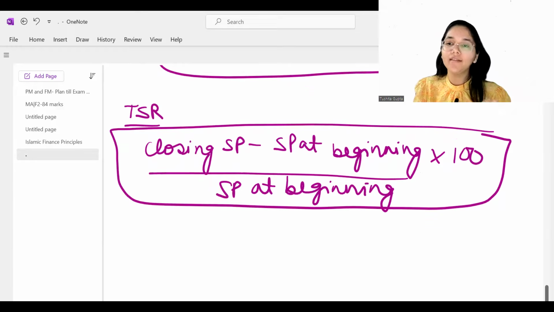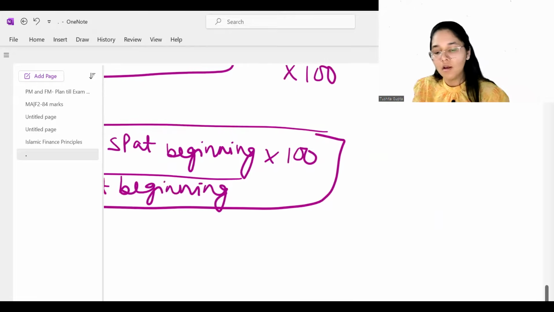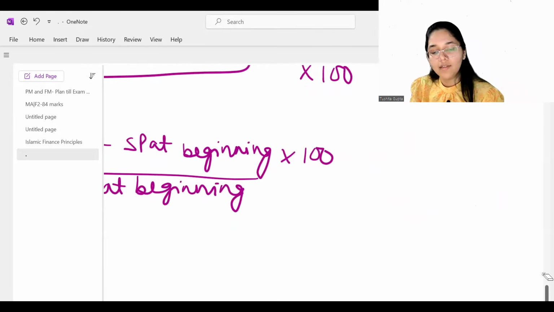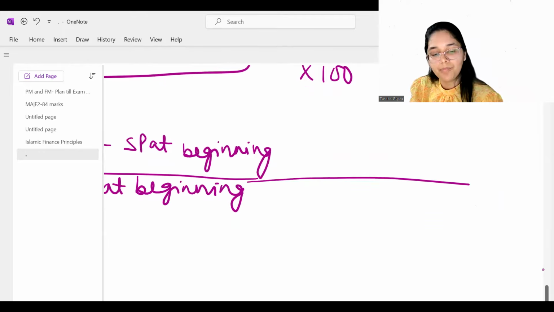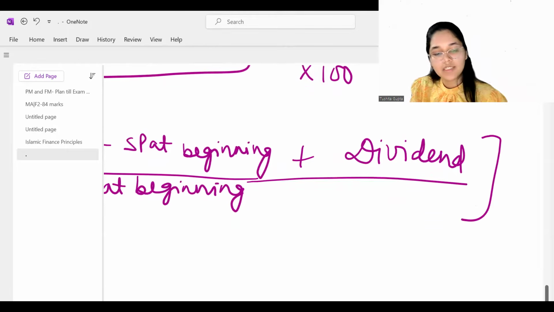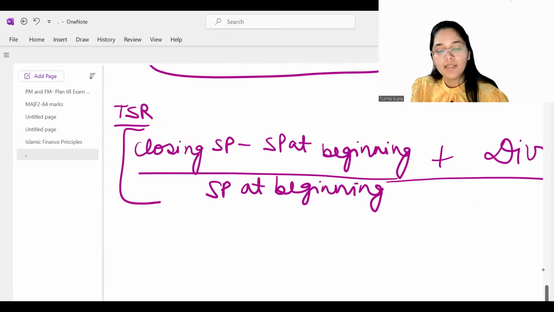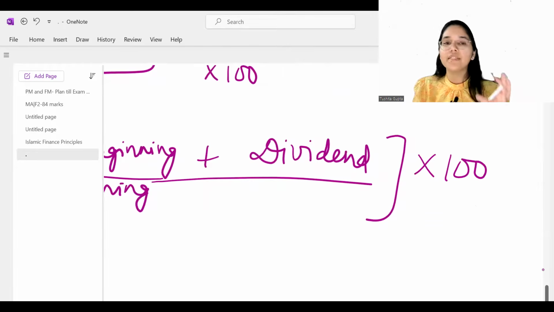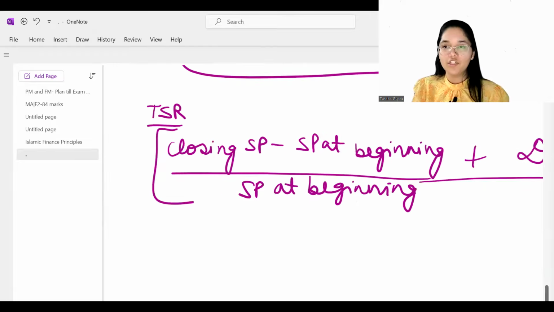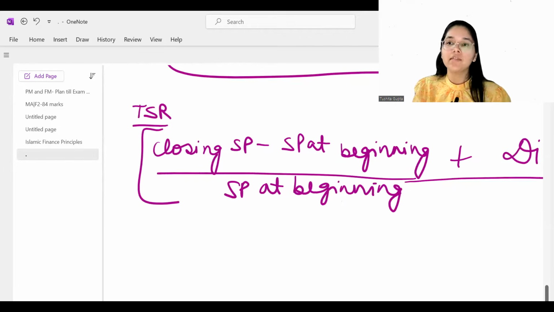Now you have to add the dividend element to it also. So you can add it over here. So this becomes plus the dividend that you have gotten. You can add the dividend over here, do this entire calculation, and multiply this entire calculation by 100 to obtain a percentage of your total shareholder return. So this is the formula which we have for TSR.